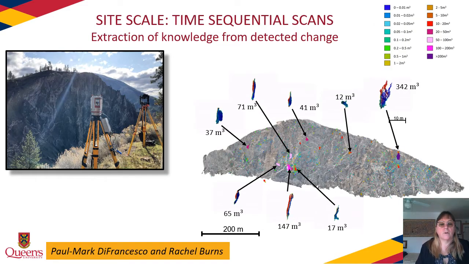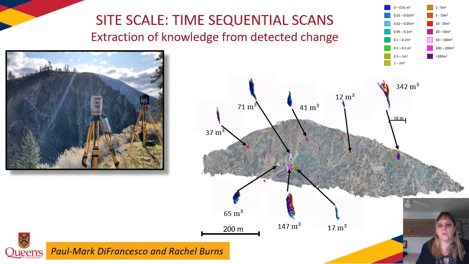In this slide, we get a sense of what we can do when we have remotely sensed data at different times, and we can do change detection. This is at the site scale. So that change detection permits us to identify locations where we have ranges of volumes of material moving away or falling from the slope, and we can see those volumes here on the top right.